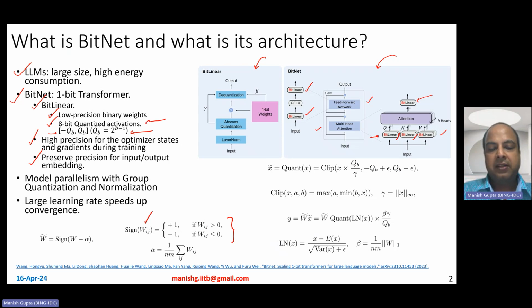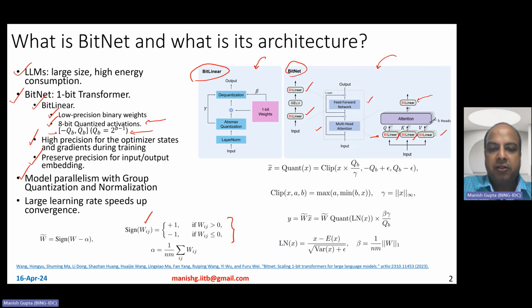Now, to make it really nice, they also do model parallelism with group quantization and normalization. Of course, there are so many formulae here, and I'll talk about the details of these formulae. But the idea is that you can still support this entire training by doing model parallelism. So let's get into some more details about how this BitLinear is implemented. Broadly, in the BitNet architecture, you essentially have binary weights and 8-bit quantized activations.